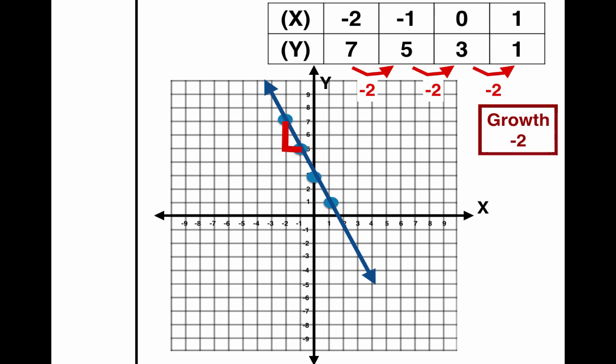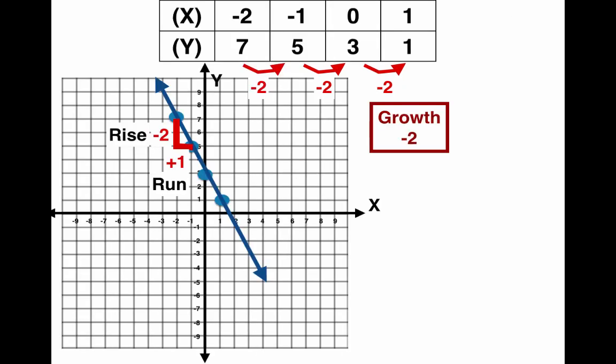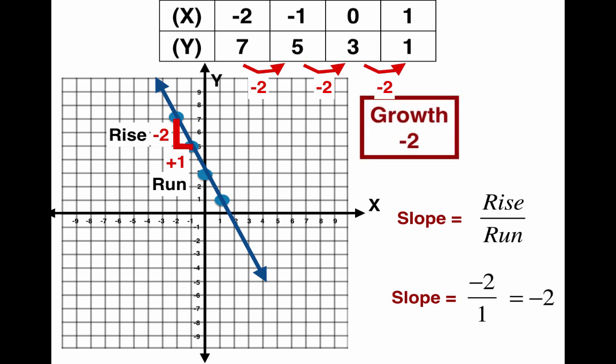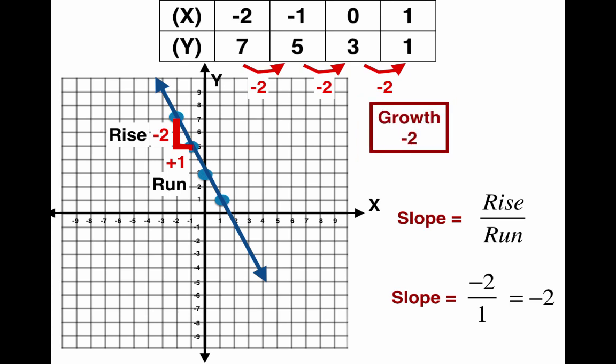So when we zoom in on this line and we go to make our growth triangle, it looks like it goes down 2 over 1. So I'm going to label that -2 over 1. -2 down plus 1 over. So that rise and run has a -2 and a 1. So I'm going to write slope equals rise over run, and slope equals -2 over 1. But -2 divided by 1 is -2. So that slope and that growth number, again, they have to match up or something doesn't make sense.